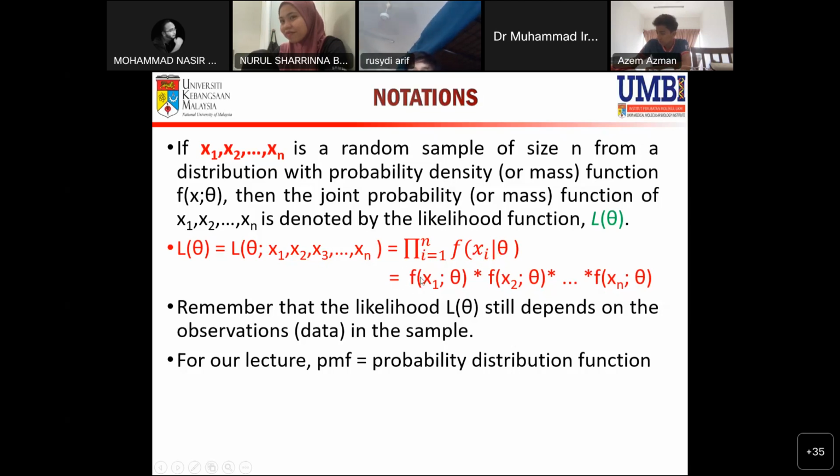Okay. So as you know, the likelihood is given by the probability mass function of x1 given theta, times x2 given theta, until xn given theta. And one thing that you need to remember is that the likelihood function of the parameter theta still depends on the observed data in the sample. And for our lectures, PMF or the probability mass function is equivalent to the probability distribution function. So the terminology is equivalent.